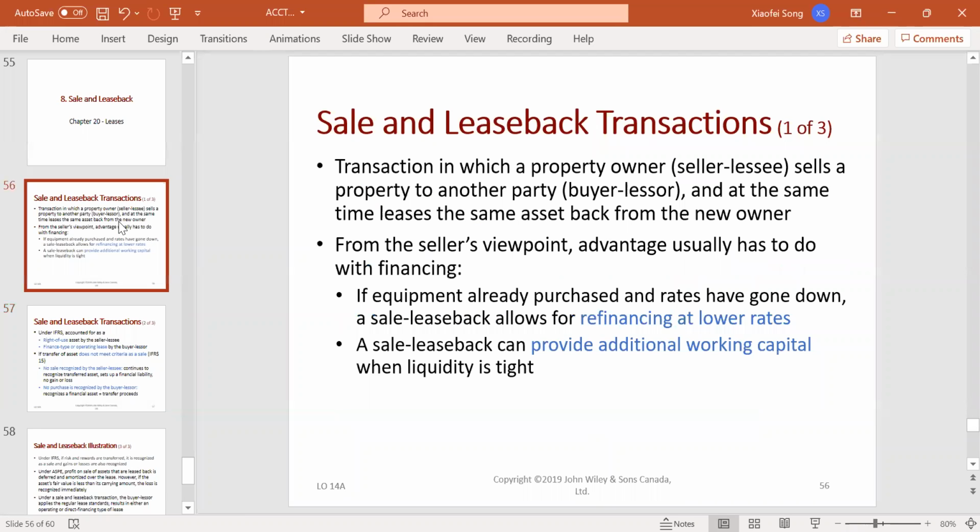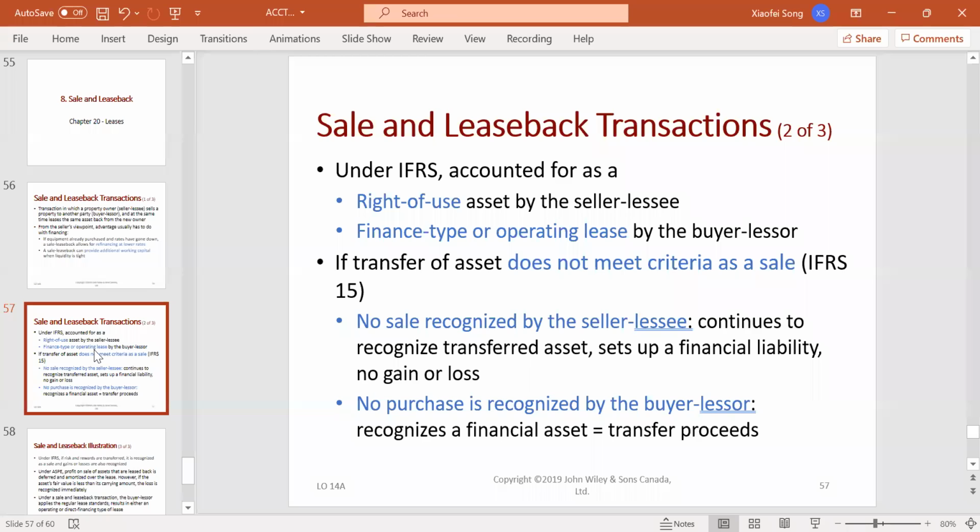The owner of a property sells it to someone and leases it right back. So the owner and the lessee are the same person. The owner is the seller and is the lessee. The buyer is the lessor. Under IFRS, the seller and the lessee should recognize almost all leases as right of use leases. So we have right of use assets and lease liabilities.